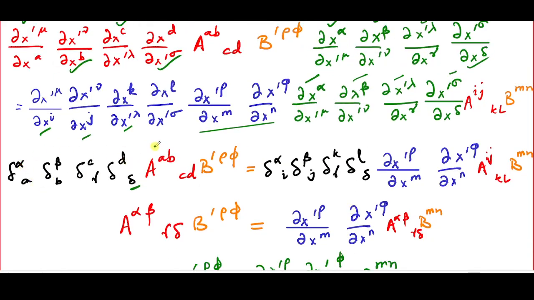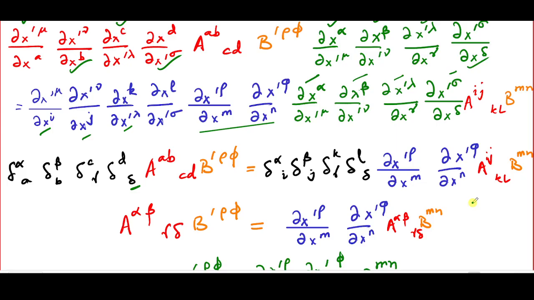Here, when you sum up over A, all the A's become alpha, all the B's become beta, and so on. So you end up with A^{αβγδ} B'^{ρφ} = ∂x'^ρ/∂x^m ∂x'^φ/∂x^n A^{αβγδ} B^{mn}. Now this has to be true no matter what values the components of the tensor A take. Remember, that's what we said. This expression is correct for arbitrary tensors of the right kind.